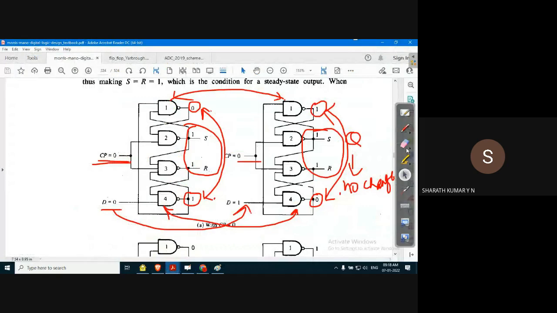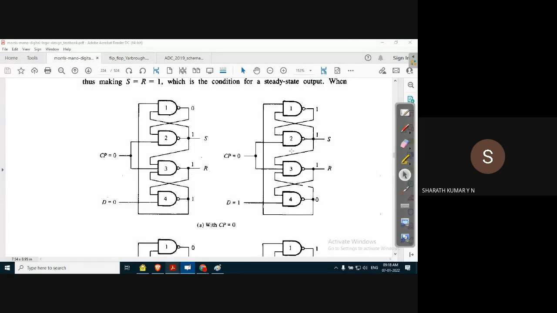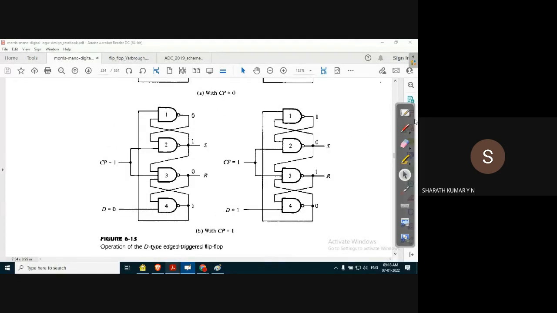It's very simple. So ultimately, we made sure that when the clock is 0, even though input changes, output does not change. Next case, when the clock pulse is 1. Okay, when D is 0, let us analyze the circuit. We are coming from the previous stage to this stage. In the previous stage, S and R are equal to 1.